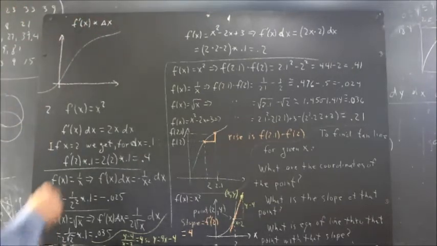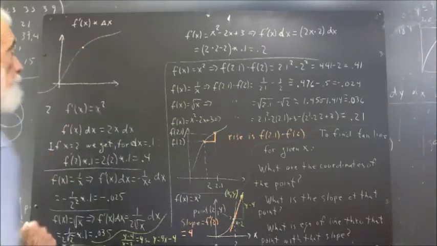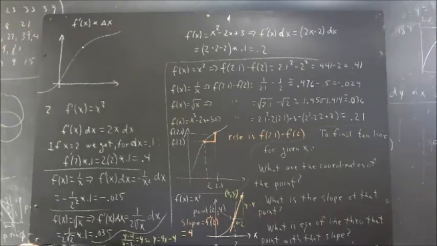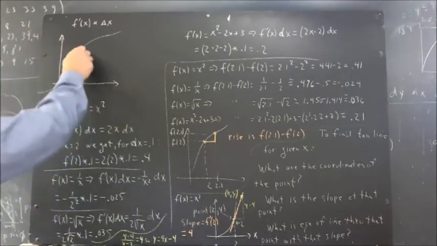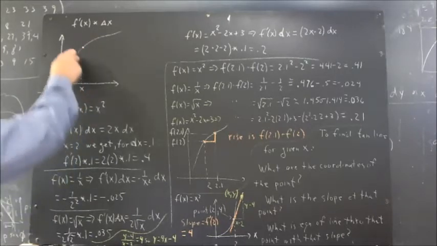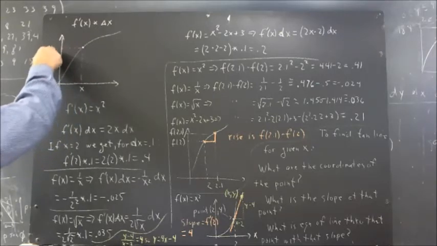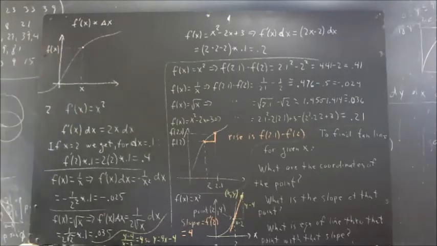So let's just pick a point on the curve. I'm going to pick this point here. Okay, now, what does this point represent? It represents the x-coordinate x and the y-coordinate, which is f of x. So this is the point x, f of x.